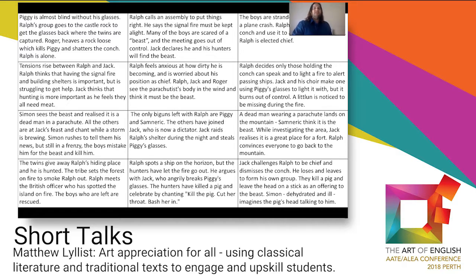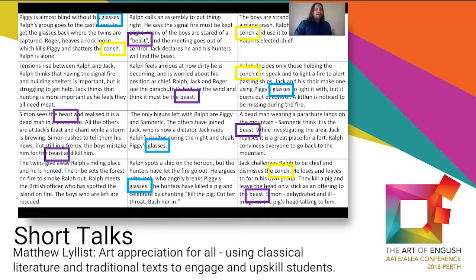Then they need to highlight all the elements, all the points where the conch shell is mentioned. They need to do the same for the beast, pig's glasses, and the signal fire. So this gives them a tracking sheet of where all these symbols are mentioned.